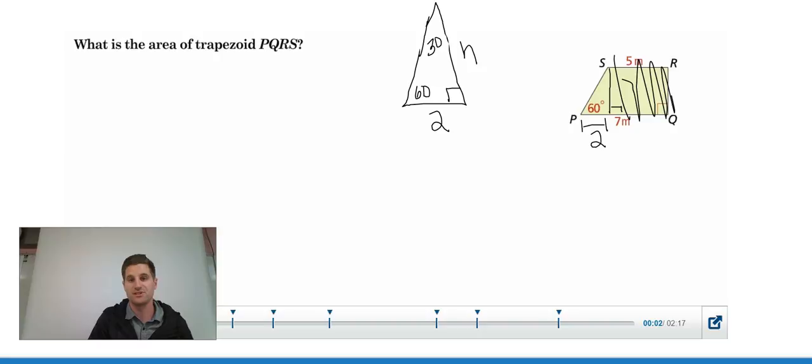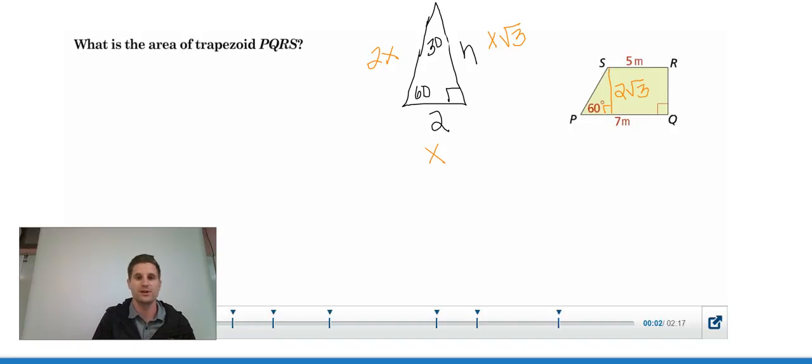So across from 60, we call that x rad 3. Across from the 30 is x, and across from the 90 is 2x. Now I want to know the height of the triangle, so I'm going to erase a lot of this and put this line back in there, right? That was what we're doing right here. And if x is 2, we're going to know the height is going to be 2 rad 3.